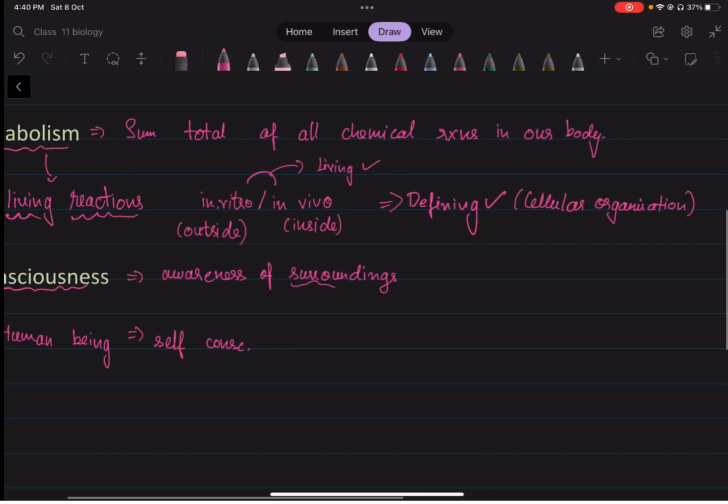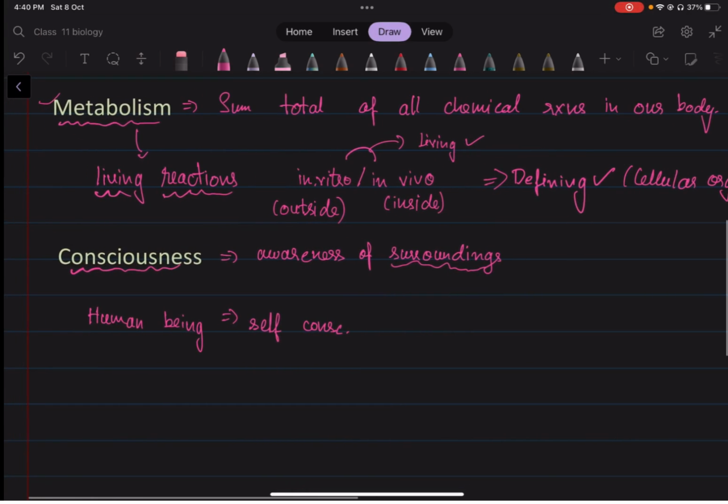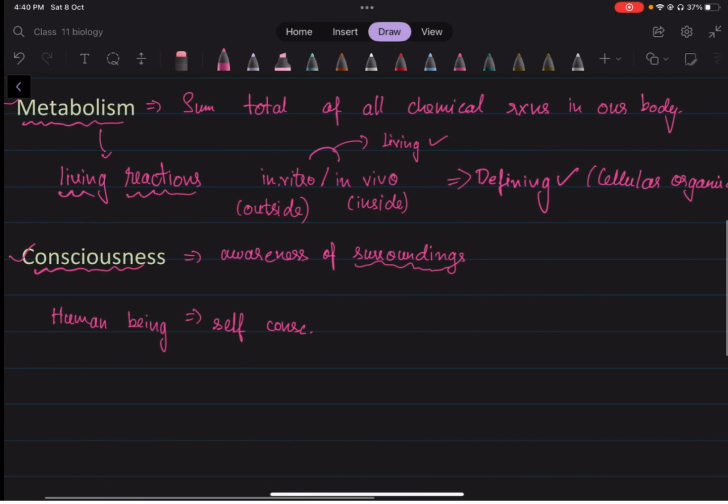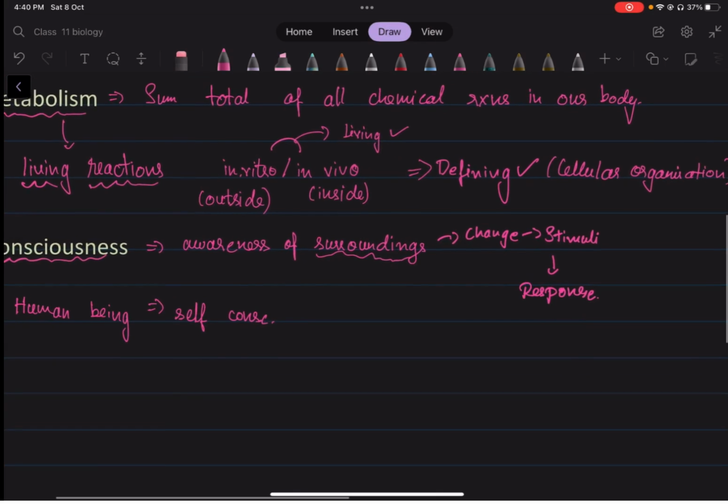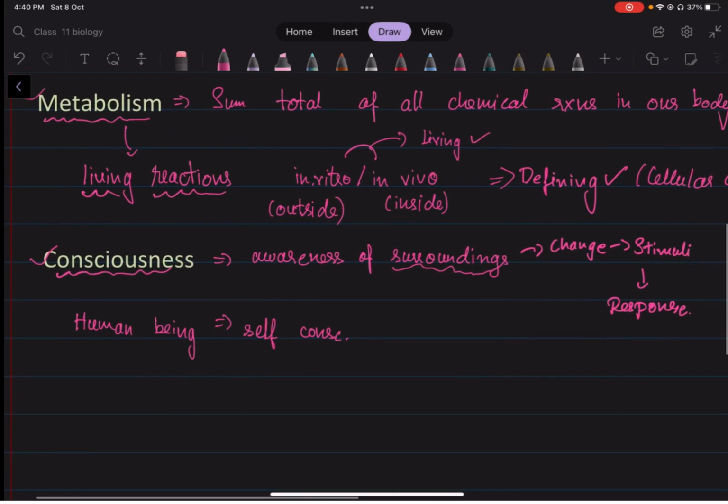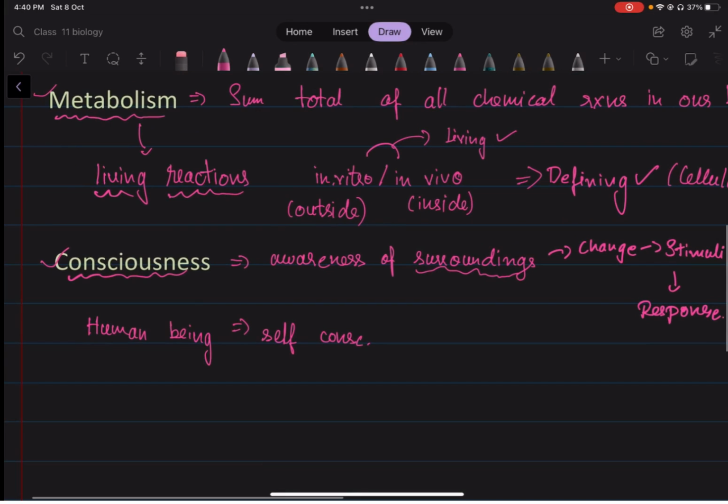So how do we know that a thing is aware, and how can we say that consciousness is a defining feature? See, whenever there is a change in the surrounding, we call it a stimulus, right? And to this stimulus, the organisms respond. So this is basically evidence that the organisms are conscious. Hence we can say that consciousness is also a defining feature of organisms.